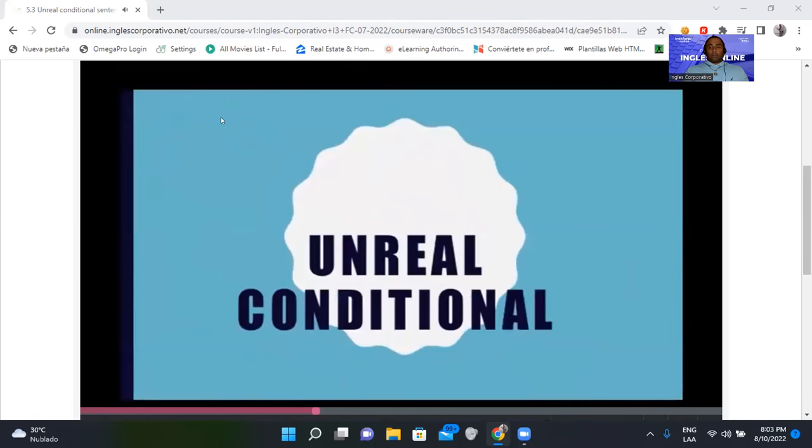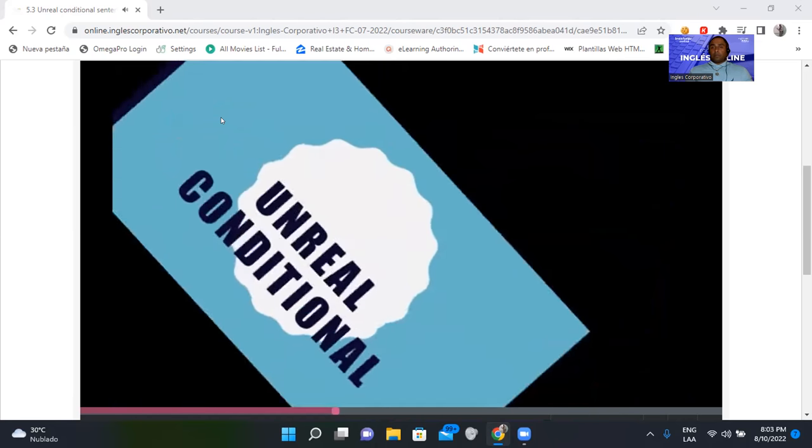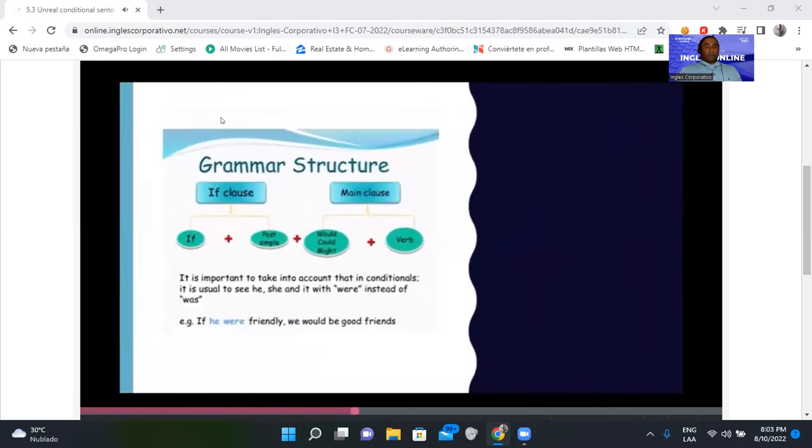This is what unreal conditional is about. Unreal conditional describes imaginary situations. Let's begin with the structure of it. An unreal conditional is made out of two clauses, the if clause and the main clause. Let's work first on the if clause. This one is formed with if plus a past simple verb. Let's move on to the main clause. In this part, we may use would, could, or might plus verb in simple present.